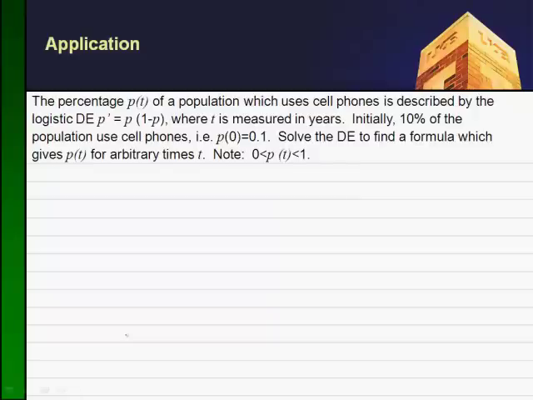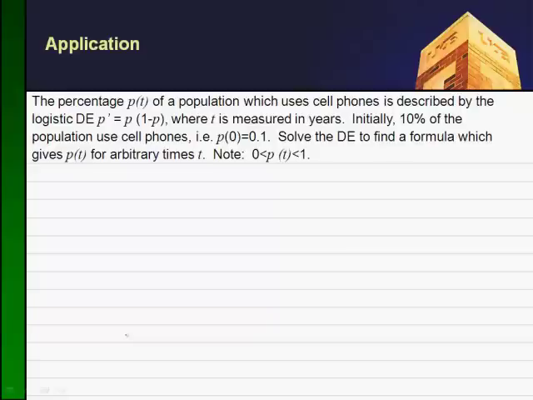So let's take a look at this application. The percentage of a population which uses cell phones is described by the logistic DE, P prime is equal to P times (1 minus P), where t is measured in years. Initially, 10% of the population use cell phones, i.e. P of 0 equals 0.1. Solve the DE to find a formula which gives P of t for arbitrary times t.